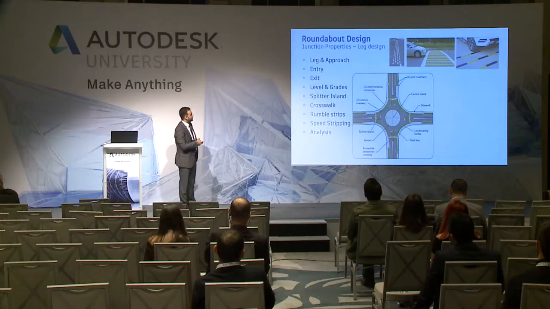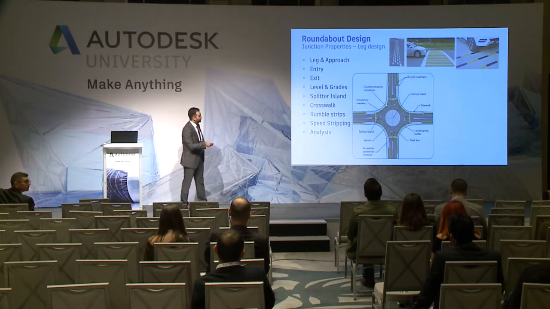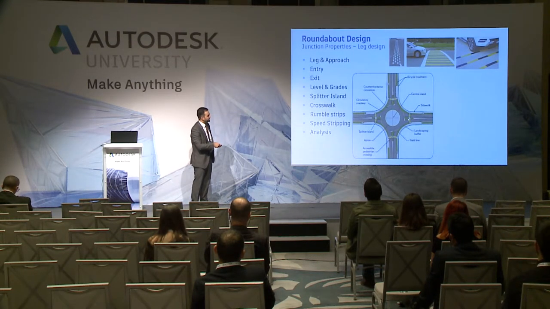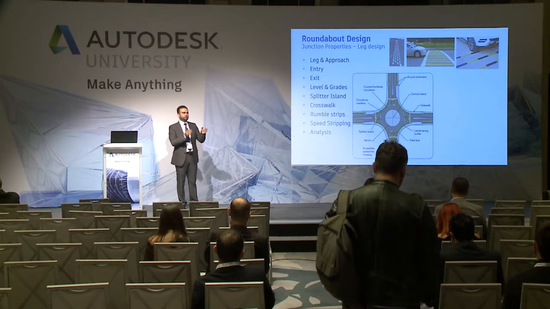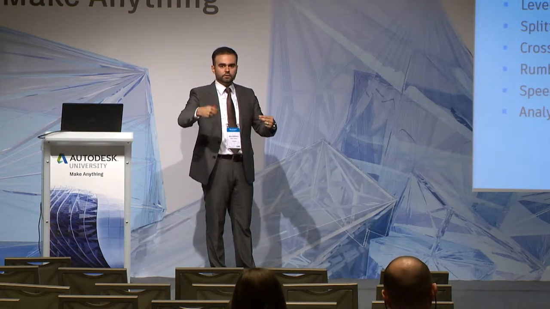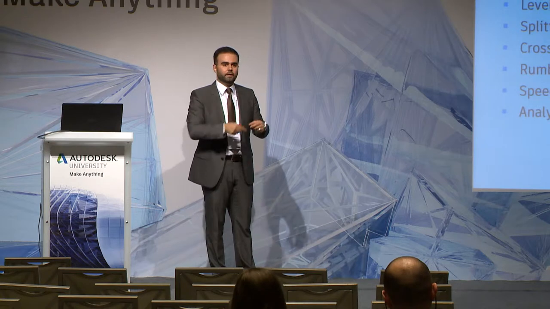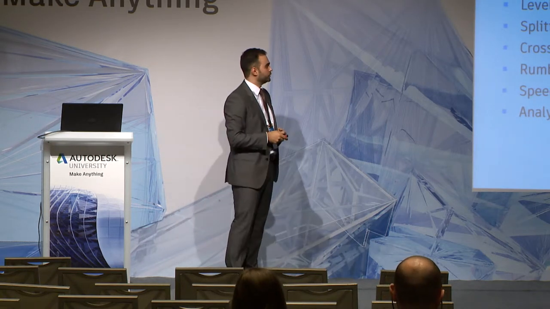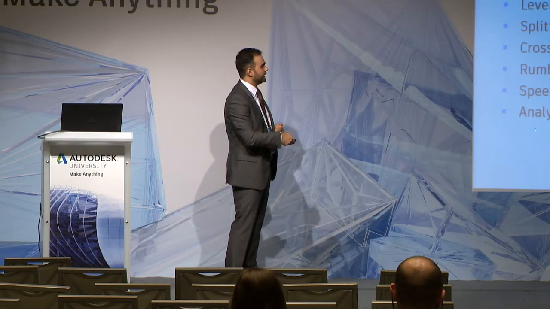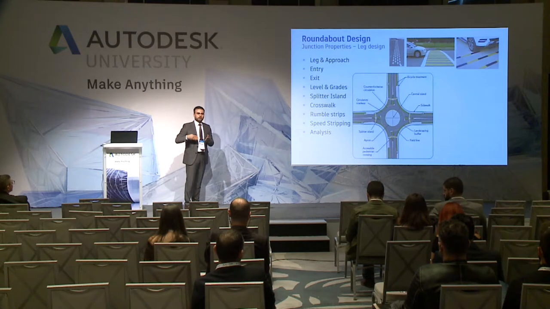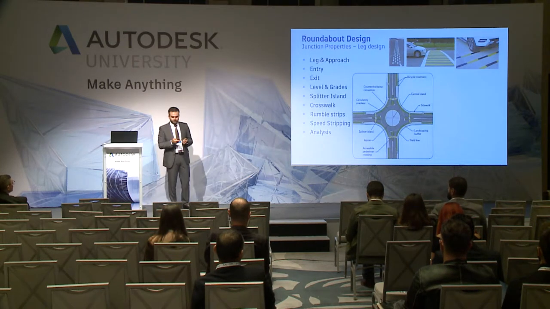Not only that, it also helps you to design the splitter island. So all of these islands that you see at the legs that split the opposite sides of the roadway, the rumble strips, and speed striping. So if you have anything related to road marking, to signage, it also has a very powerful capability to place those signboards where they're supposed to be in 3D and also mark the road marking all the way on all legs and approaches. And definitely do some analysis on the roundabout in terms of visibility, speed, and we'll see later on in terms of clashes as well.